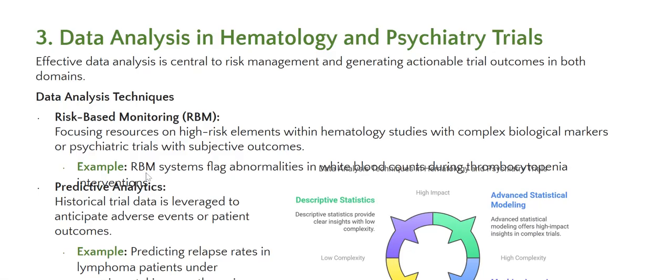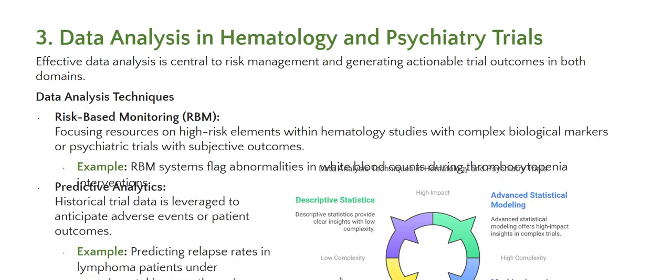Example: RBM, risk-based monitoring systems flag abnormalities in white blood cell counts during thrombocytopenia interventions. Then we have predictive analytics, as another data analysis technique. Historical trial data is leveraged to anticipate adverse events, AEs, or patient outcomes, as for example, predicting relapse rates in lymphoma patients under experimental immunotherapies.